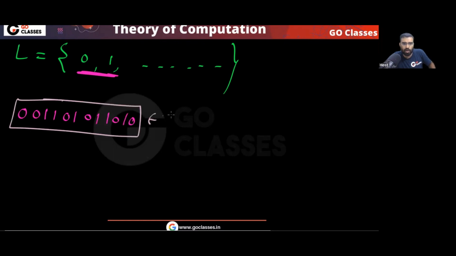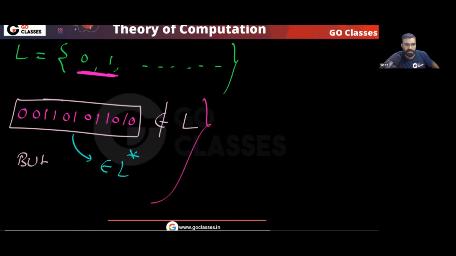See, this does not belong to L. Remember, this string does not belong to L, but this string will belong to L star. How can you prove? How can you create this string? Please tell me. How will you create this string? Very simple, you can create this string.